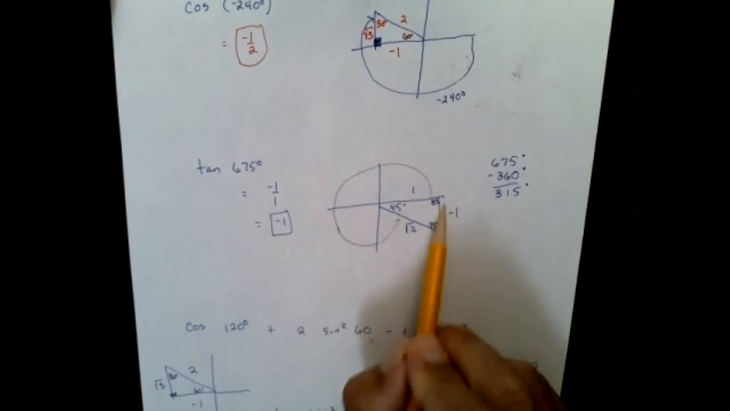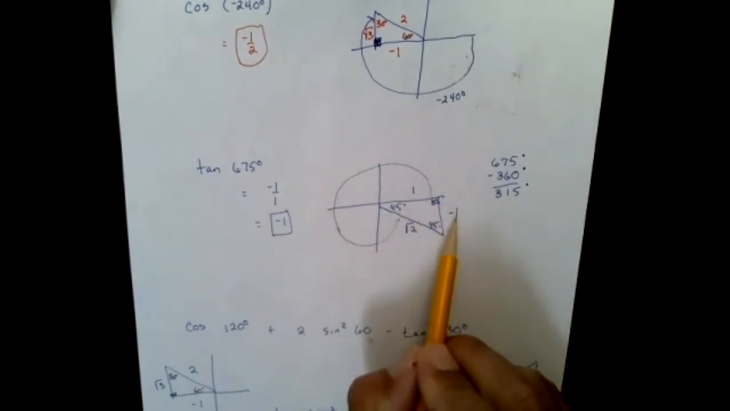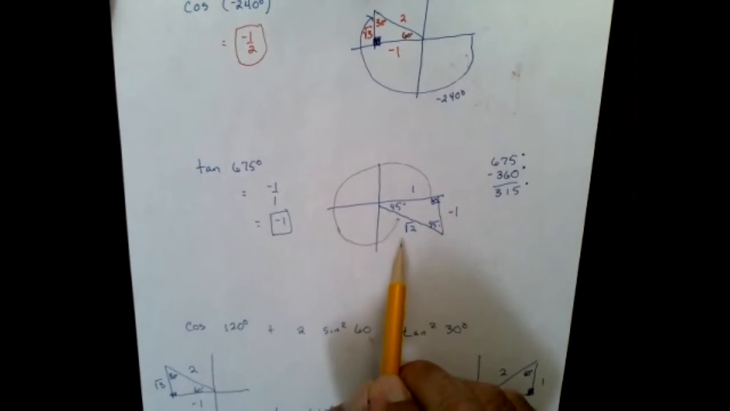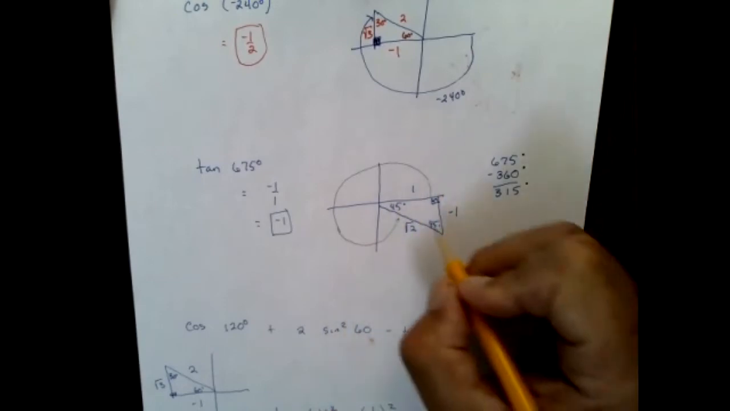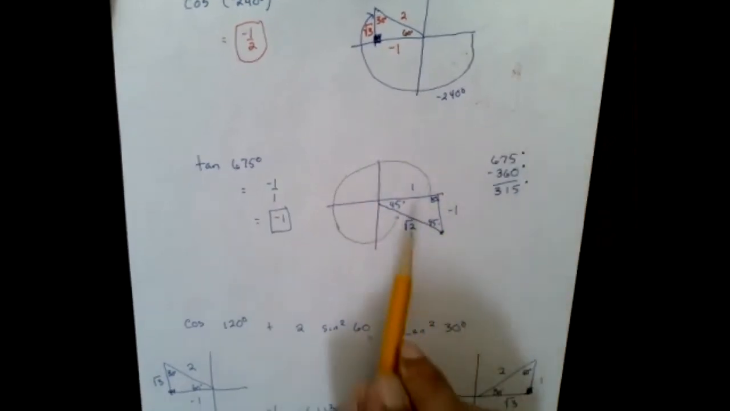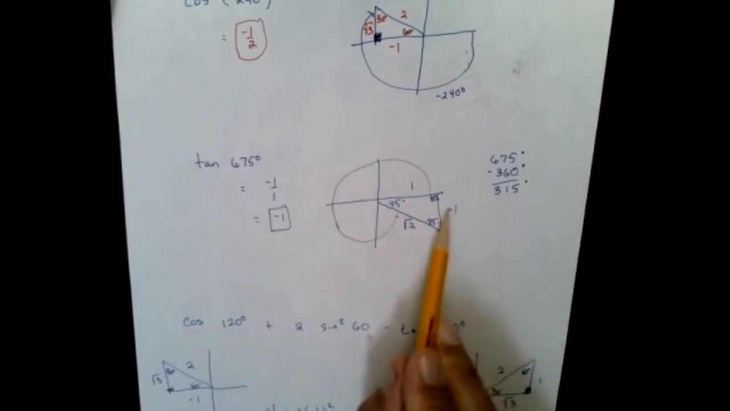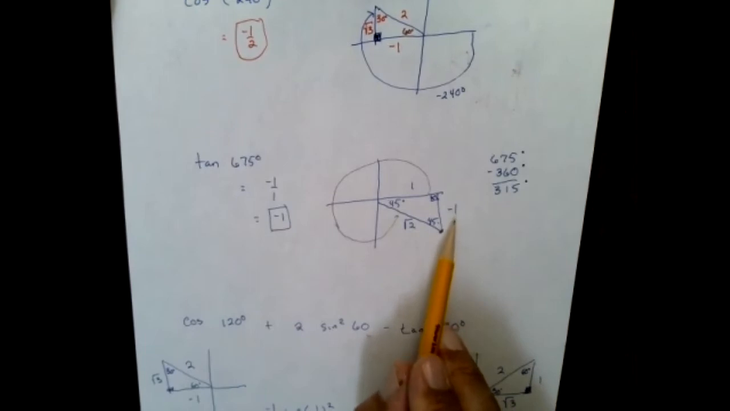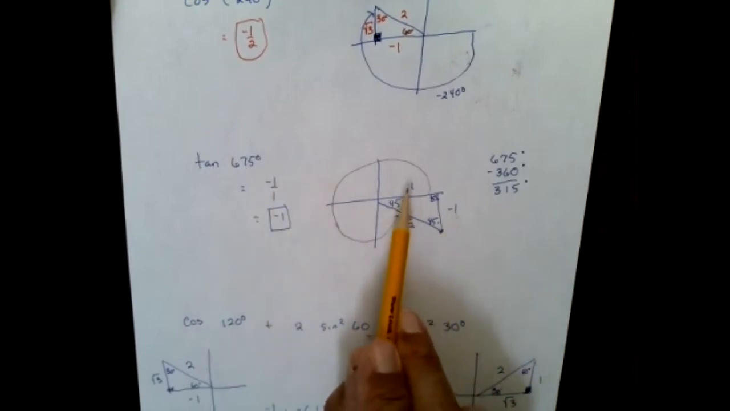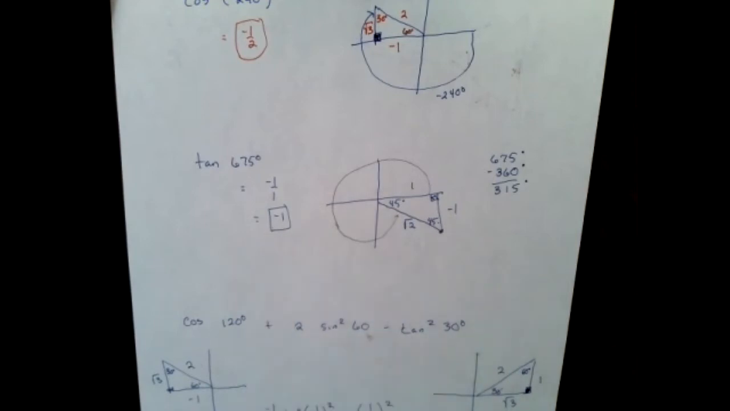45-45-90, that's kind of nice. Opposite is 1, 1, and square root of 2. But in order to get to this point, I would have to go 1 and then down 1, so that's why this becomes negative 1. Want to find the tangent? Opposite over adjacent gives me the value of negative 1.